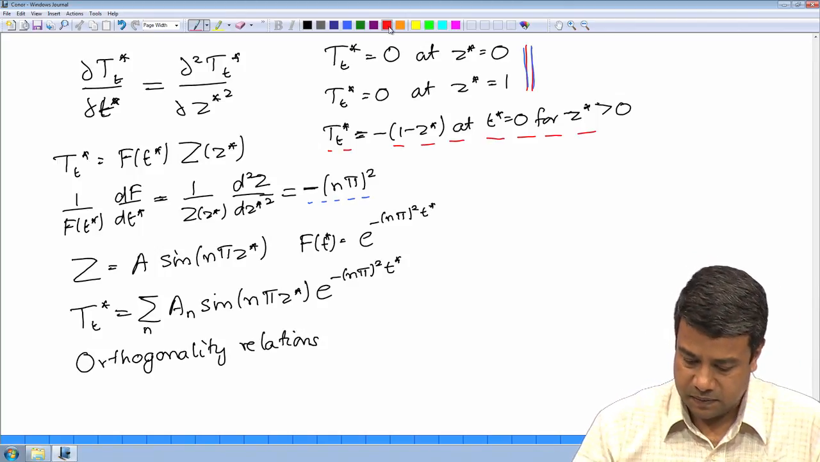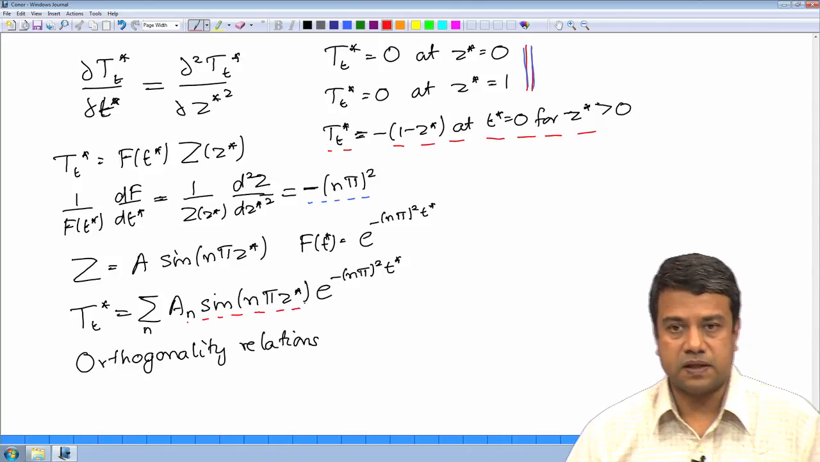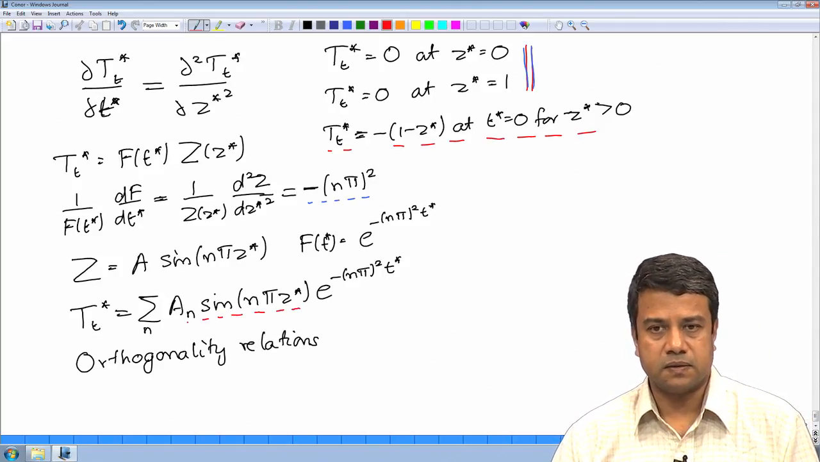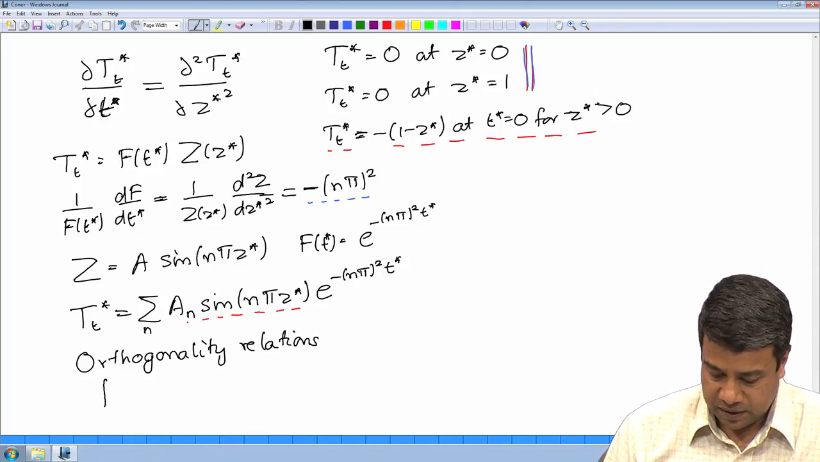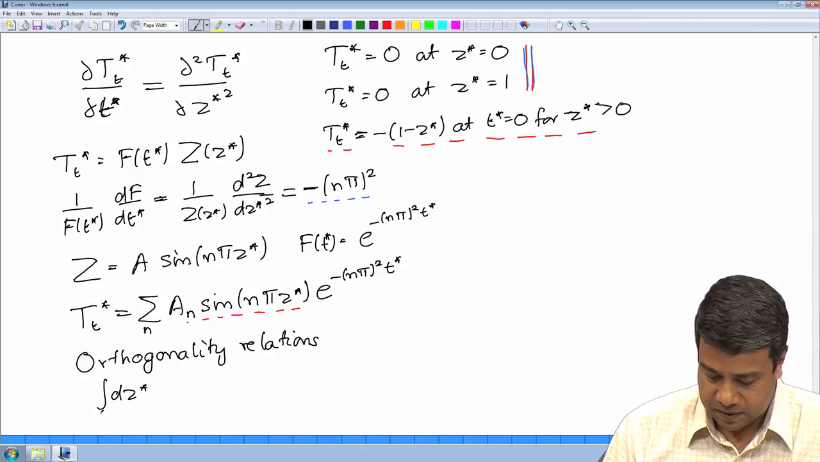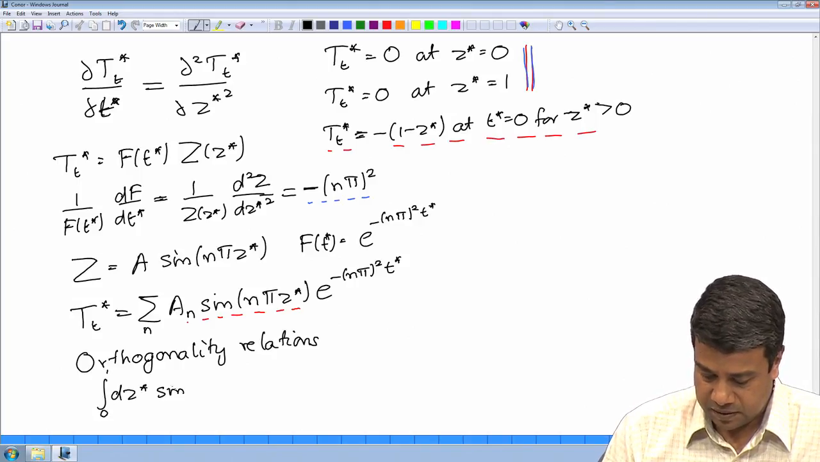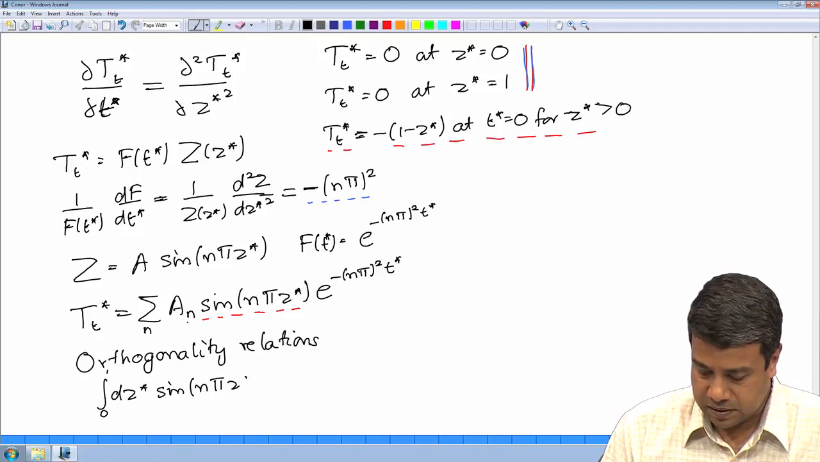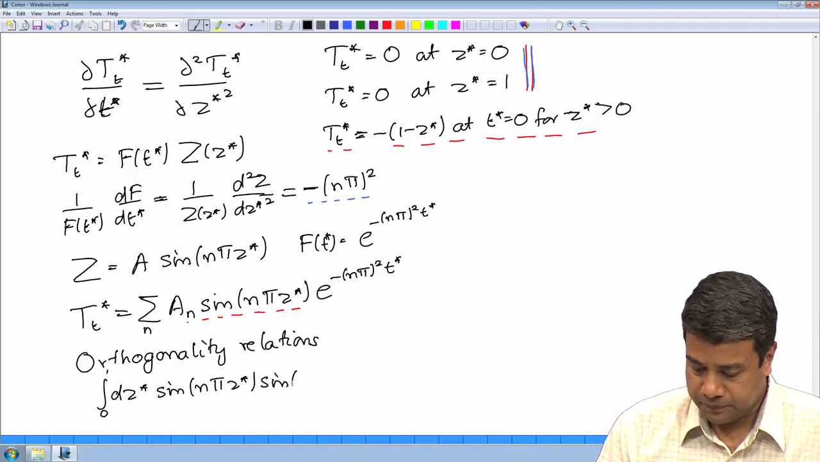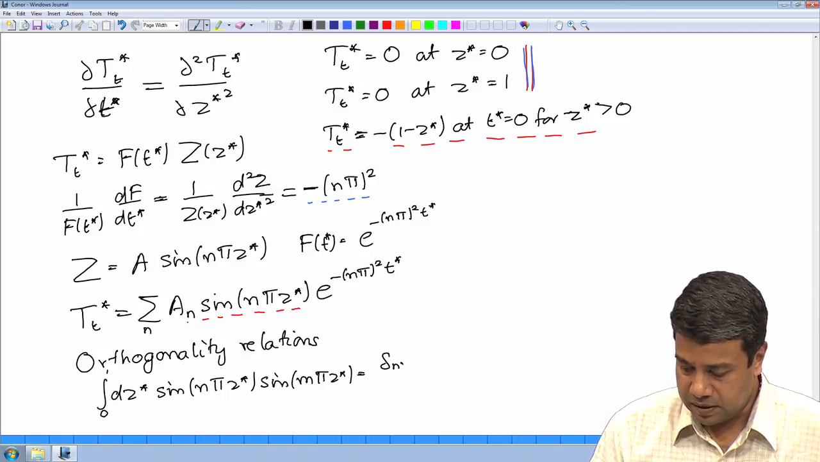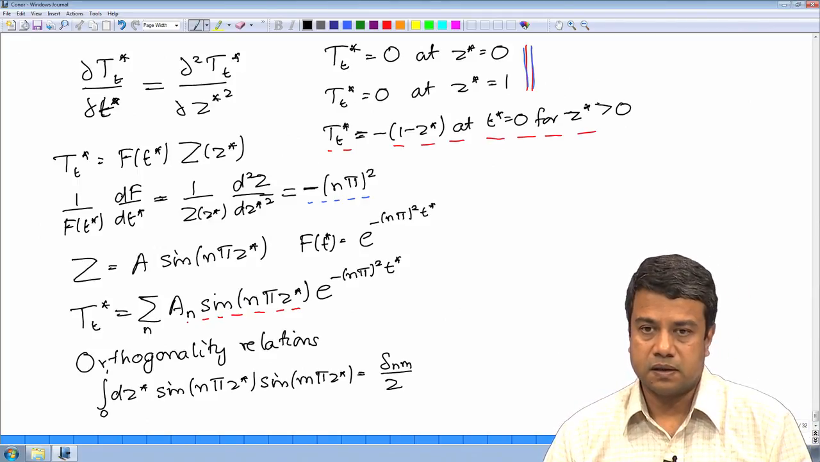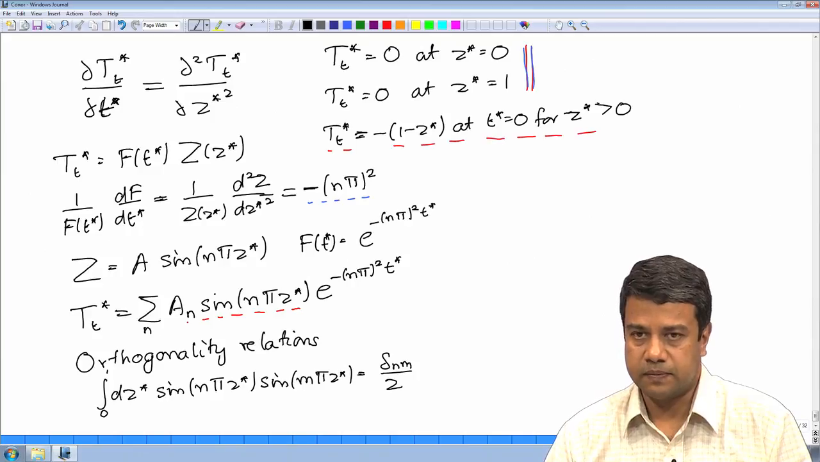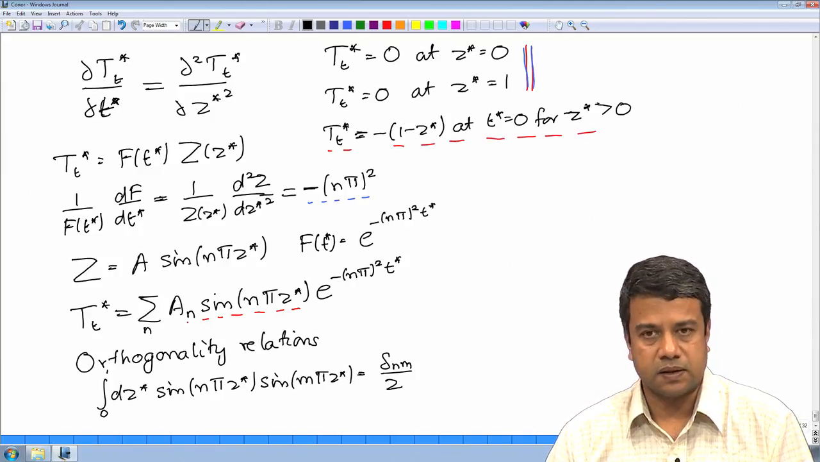For these functions in the homogeneous direction, which are called eigenfunctions, those orthogonality relations were of the form: integral dz star from 0 to 1 of sine n pi z star sine m pi z star is equal to delta n m by 2, where delta n m is 1 if n is equal to m and is equal to 0 if n is not equal to m.